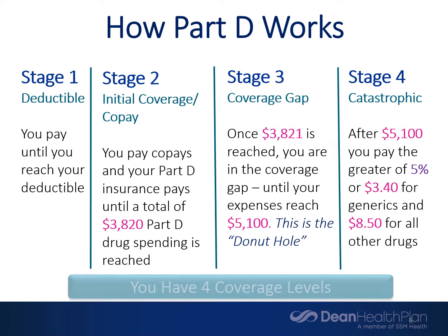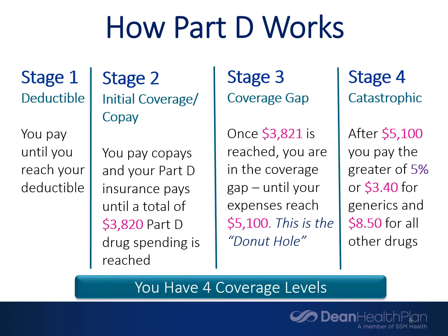There are essentially 4 phases for Part D. We will try to break it down so it's better for you to understand. Stage 1 is the deductible stage. You will pay 100% of the cost of the drug until the deductible is met.